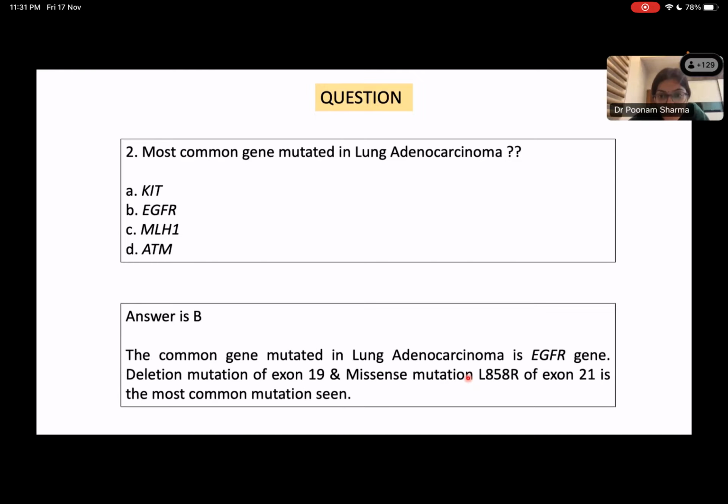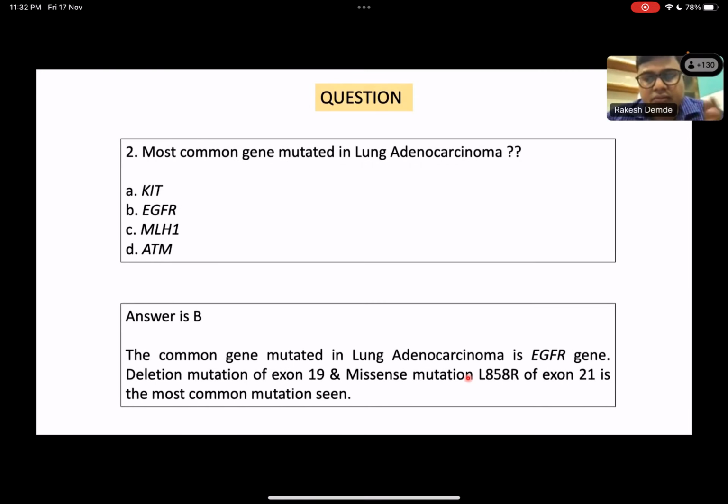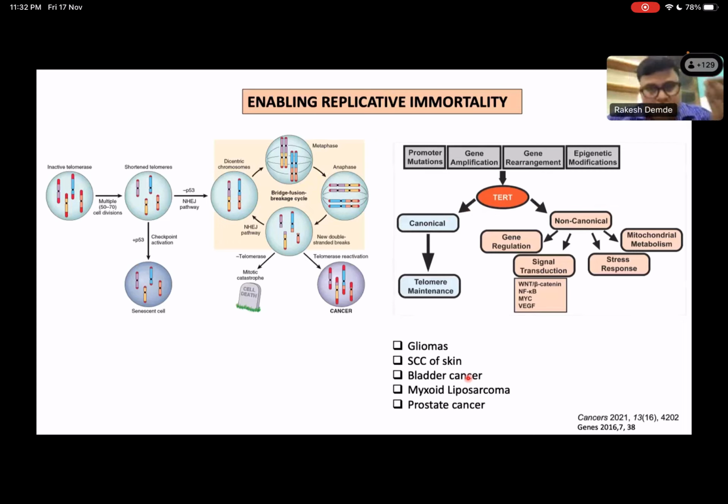Okay. So the common gene mutated in lung adenocarcinoma is EGFR, of which we have seen exon 18 deletion and missense mutation of exon 20, that is L858R, which are 90% of the mutated EGFR in lung adenocarcinoma. We move to the next hallmark, which is the one which enables replicative immortality.